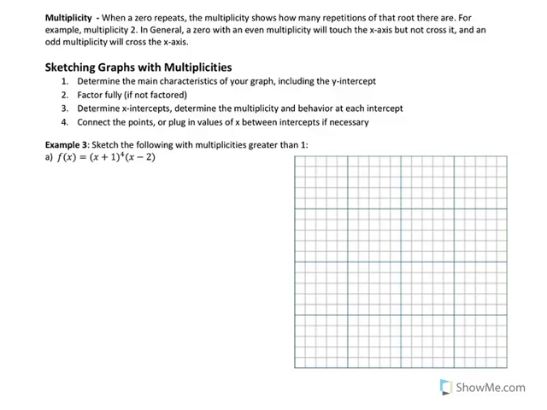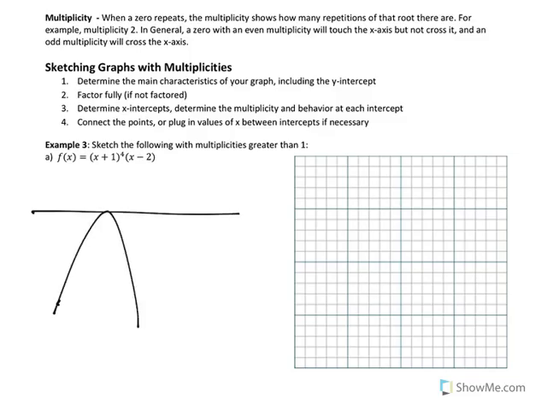Okay, multiplicity means it has more than one time it touches an intercept. So that means that, for instance, this one, x plus 1, has a multiplicity of 4. So the way that it works is that if you have an even multiplicity, it's going to touch it but not cross the line.